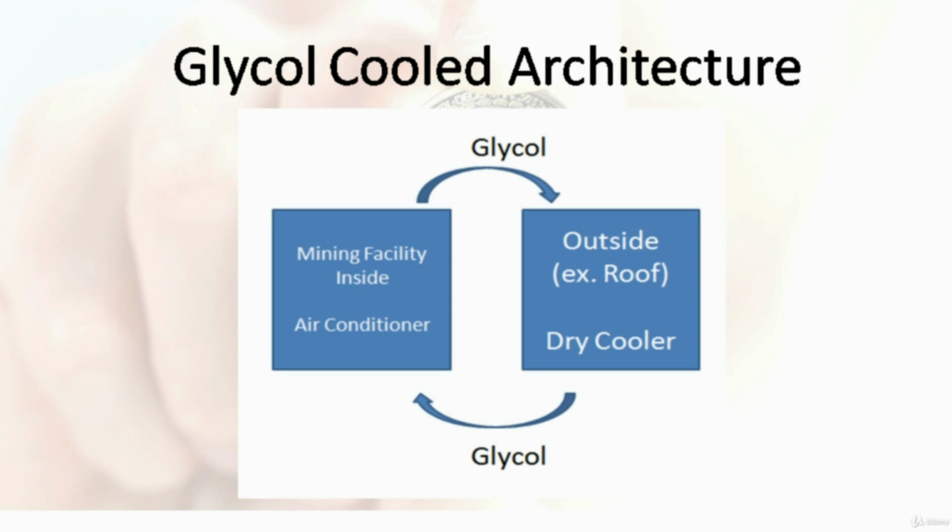Glycol is used because it can retain more heat than the same volume of water or air. This combination decreases the pump size and the pipe size necessary for the heat to be transferred out of the facility.